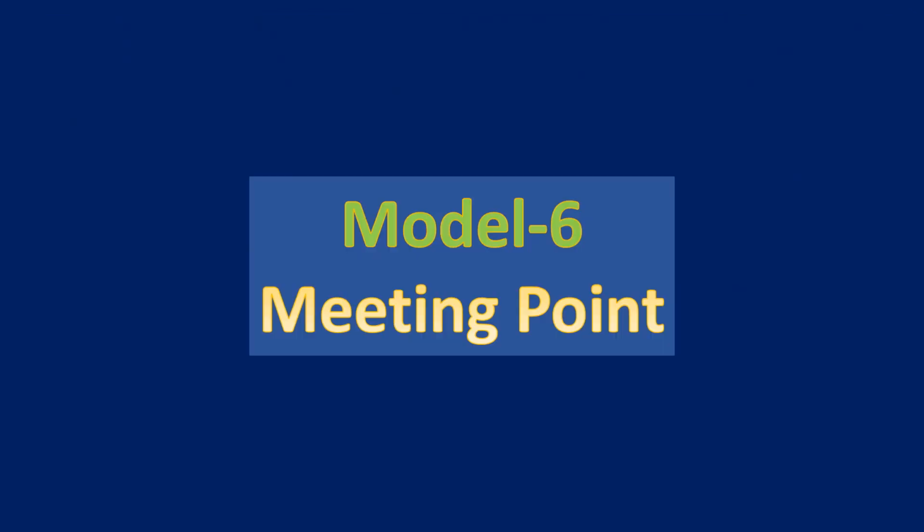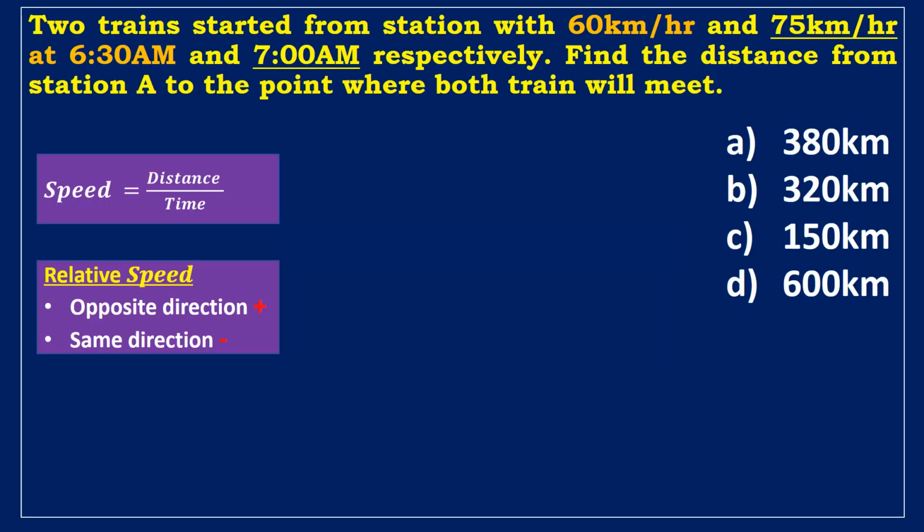Model 6. Meeting point. Example 1. Two trains started from station A with 60 km per hour and 75 km per hour at 6:30 a.m. and 7 a.m. respectively. Find the distance from station A to the point where both trains will meet. The first train leaves at 6:30 a.m. The first train travels at a speed of 60 km per hour. The first train covers a distance of 60 km in 1 hour.